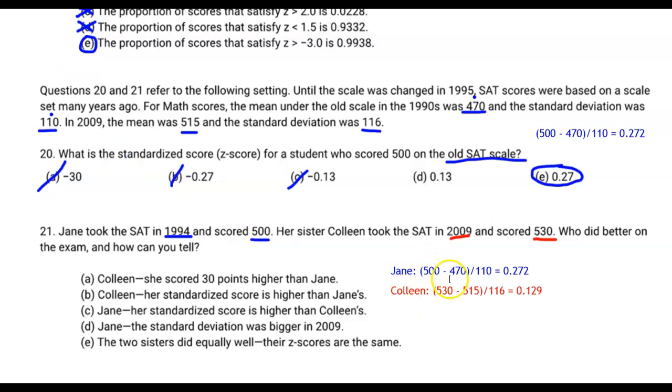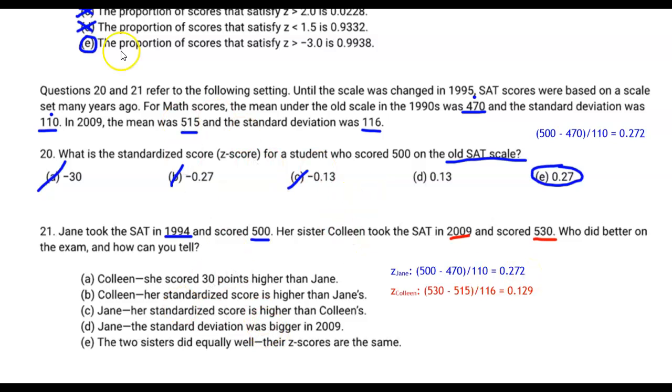If we determine the z-score for Jane and the z-score for Colleen, we can see that on the later SAT, 515 is the average, and that's a lot higher than the average when Jane took it. So that should be our first indicator that something's going to go well for Jane. We got 0.272 for Jane. We did that calculation previously, and this calculation gives us 0.129, which means that Colleen did a great job, but Jane did better compared to her peers of that time.